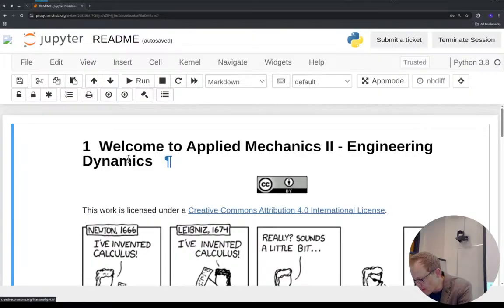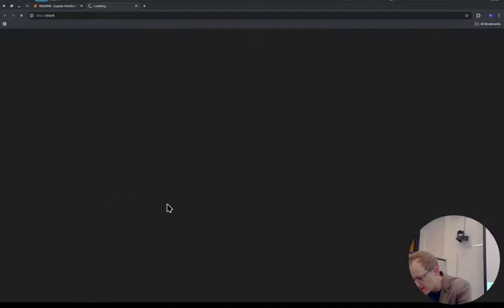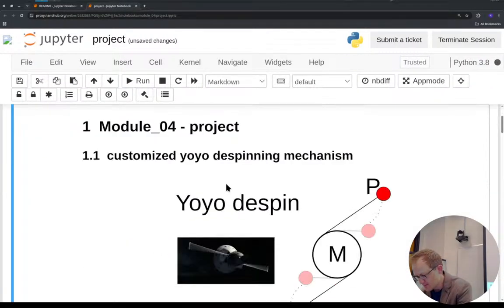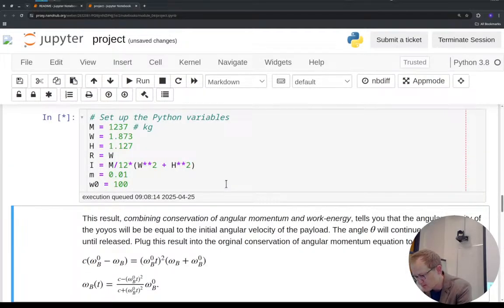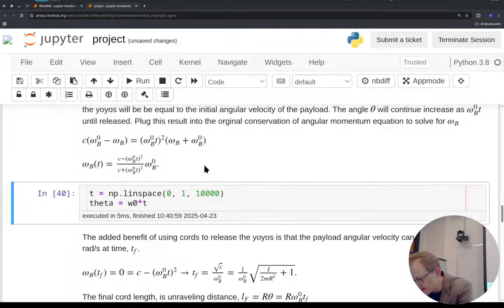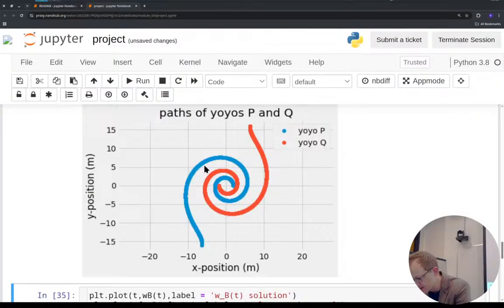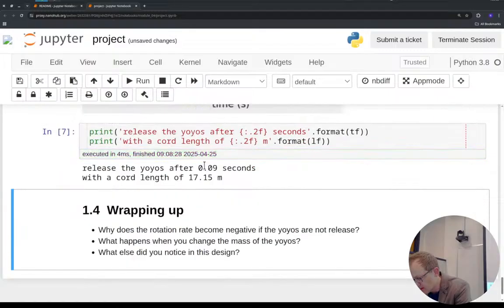All right, so coming in to Project 4. I still have this Tesla Roadster flying through space. I have some yo-yos that are de-spinning it. Both of them are 100 grams, so I need about 17 meters of cord to de-spin this Roadster.